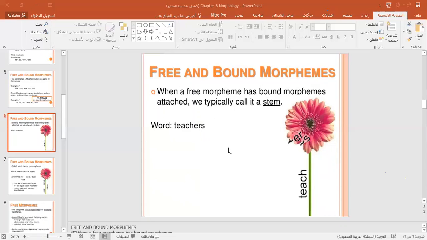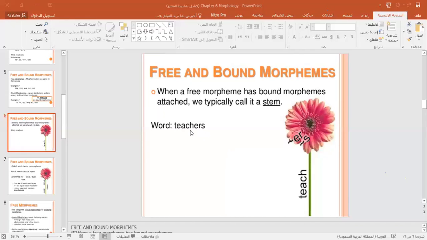Can you tell me what is the stem here? I think the whole word is called the stem. So read the definition again. When a free morpheme has bound morphemes attached, we typically call it a stem. So what is a stem? The ER and S? No. What do we call a stem? We call the free morpheme a stem. So the free morpheme, when there are bound morphemes attached to it, we call it a stem.